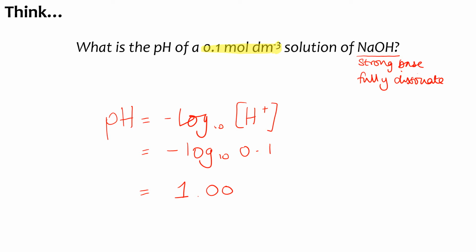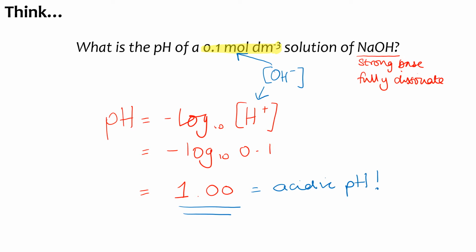But there are a couple of issues with that, which you may have noticed when you attempted the question. First of all, pH is using the concentration of H+, and NaOH would actually give us the concentration of OH-, which is what is 0.1 in this. The other thing is that we've got a pH of 1. Now that would be an acidic pH. A pH of 1 isn't a sensible answer for a solution of a strong base. We'd be looking at something between 13 and 14.